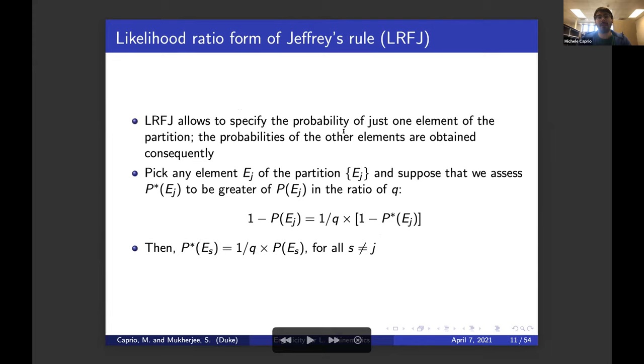And there is an even easier form of performing Jeffrey's update that's called the likelihood ratio form of Jeffrey's rule, where basically we just need to elicit the posterior of one element of the partition to retrieve the posterior of all the other elements. And in particular, as follows. So we pick any element of the partition, and suppose we assess that its posterior has to be greater than the prior in the ratio of q. That is, 1 minus the prior is equal to 1 over q times 1 minus the posterior. Then the posterior of all the other elements is given by 1 over q times the prior. Right, so once we specify the posterior of this element E_j, then the posterior of all the other elements follow accordingly.